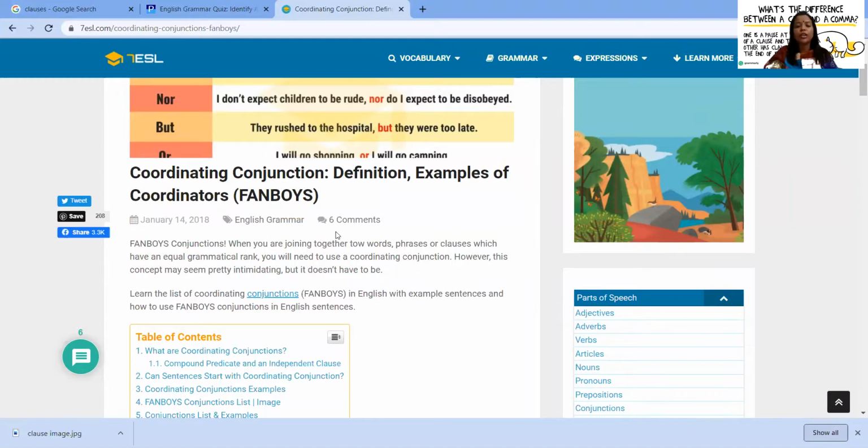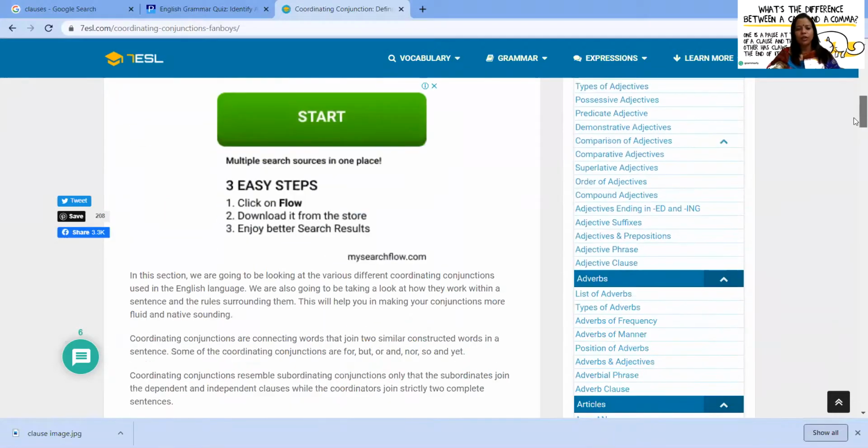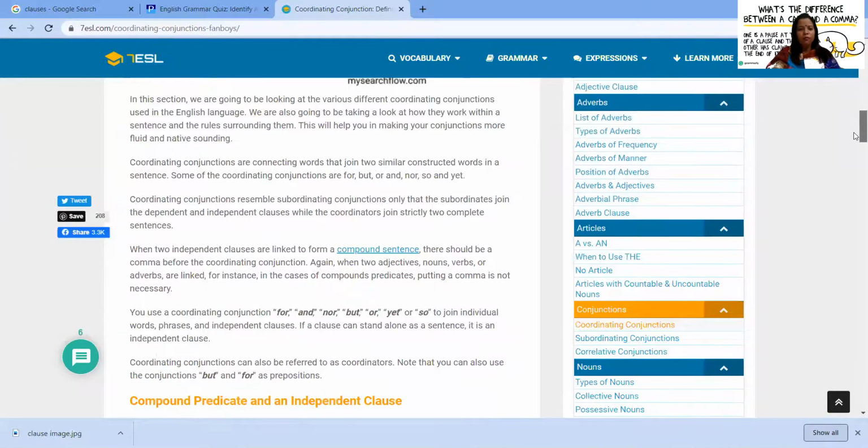Now, when you are joining together two words, phrases, or clauses which have an equal grammatical rank, you will need to use a coordinating conjunction. Now, these were the FANBOYS. FANBOYS are the coordinating conjunctions, the connecting words that join two similarly constructed words in a sentence. They are for, and, nor, but, or, yet, and so.